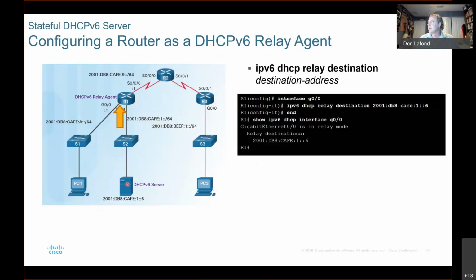Now the command is ipv6 dhcp relay destination, and then whatever that destination address is. Again, use your question marks, right? You know it's a relay, so type ipv6 dhcp relay, put a question mark in there, and it'll be obvious at that point: destination, and then give it the address of the server. You're telling the router where the server is. To check that, do a show ipv6 dhcp interface G0/0, and you will see that that interface is in relay mode.